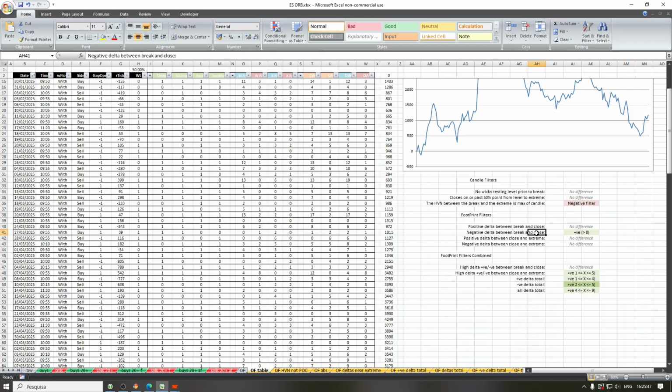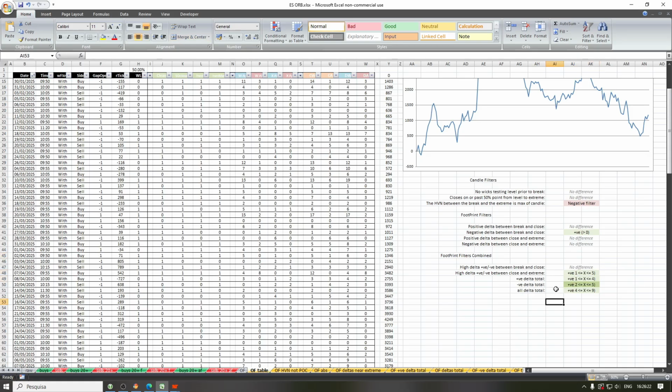Negative delta between the break and the close. So that actually was quite positive. Well, not quite positive, it was a little bit positive. So that's basically absorption. And then the other delta filters, no difference. Footprint filters combined. So high positive or negative delta between the break and the close. No difference. And then between the close and the extreme. So I would have thought this would have had a negative effect, but it has a slightly positive effect.